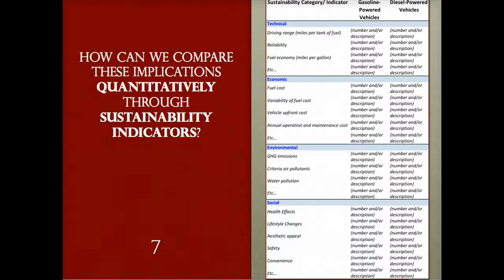It may be helpful to keep a chart like this handy as you work your way through the course material to record specific information about sustainability indicators, paying particular attention to when you come across a quantitative value that may allow for comparison between transportation options.